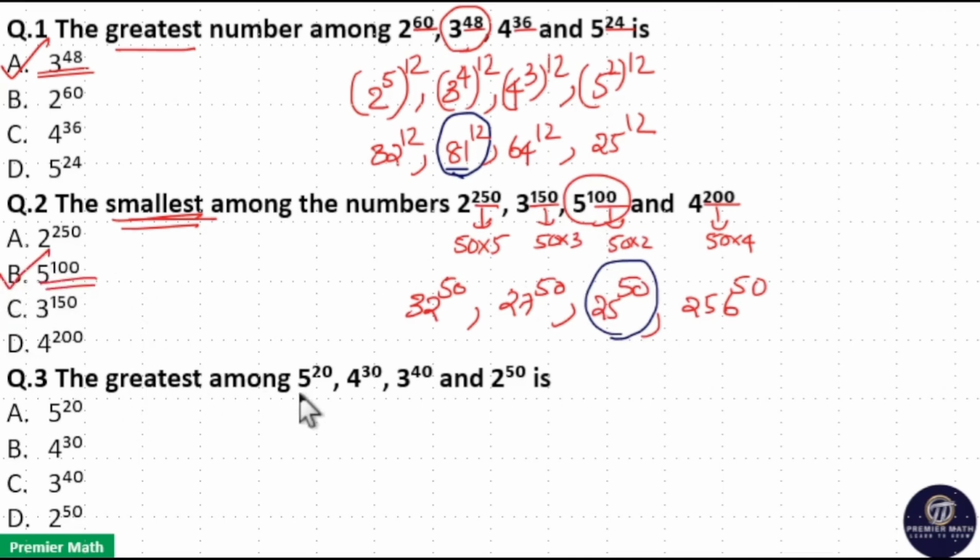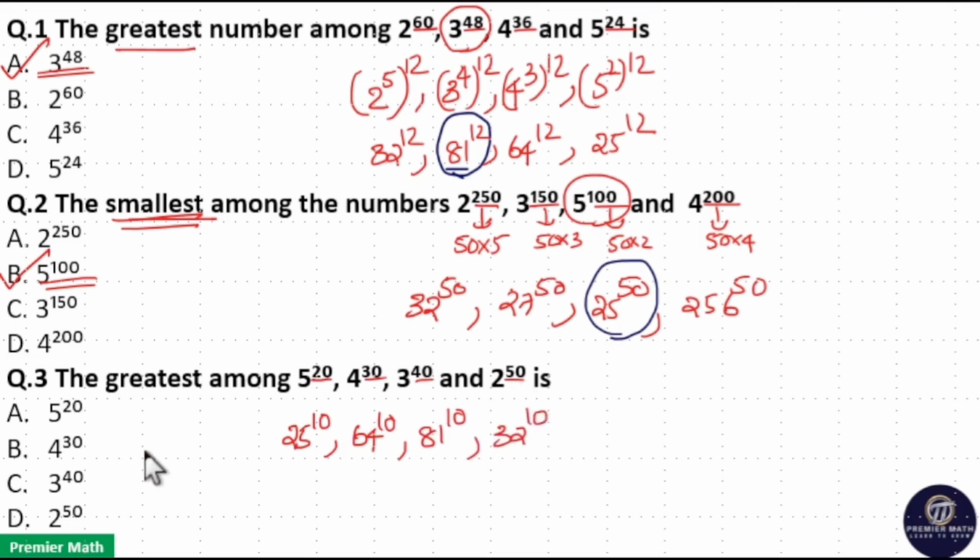Next is greatest among the following. Here 20, 30, 40, 50. 10 is the common factor. So write all these numbers in terms of power 10. So this is equal to 5 square raised to 10, that is 25 raised to 10, and 4 cube raised to 10 means 64 raised to 10, 3 raised to 4 means 81, so 81 raised to 10, and 2 raised to 5 is 32, 32 raised to 10.